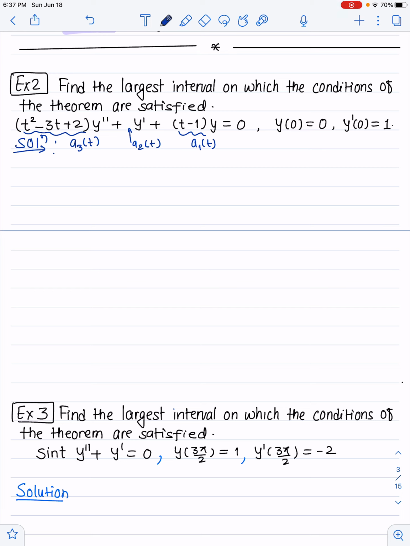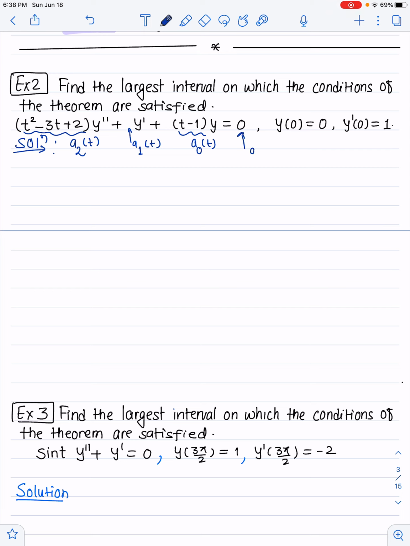I just made a mistake. Let me erase this one, when I was mentioning a2. So this one is my a2, this one is my a1, and this one is a0. And g of t is 0.